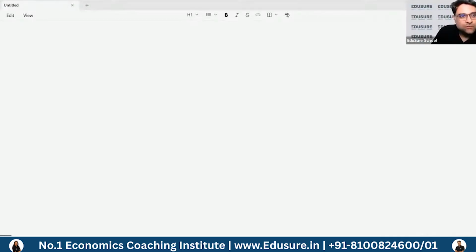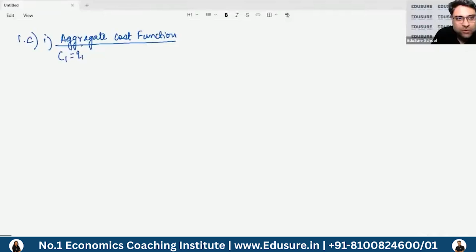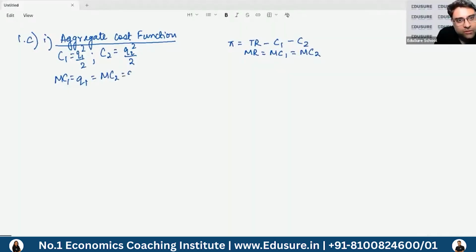This is part C, part 1. First we have to find the aggregate cost function. Please understand it can be done in multiple ways. I know that C1 is equal to Q1 square by 2, C2 is equal to Q2 square by 2. Now, for the monopolist's profit, the profit maximizing condition will be MR is equal to MC1 is equal to MC2. MC1 is Q1, which is equal to MC2, which is Q2. So ultimately, you will get Q1 is equal to Q2.